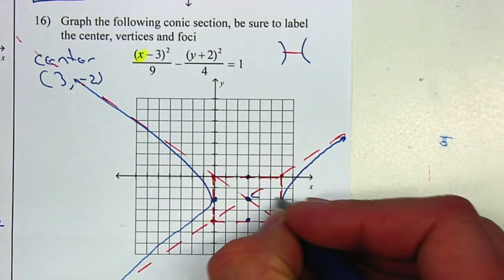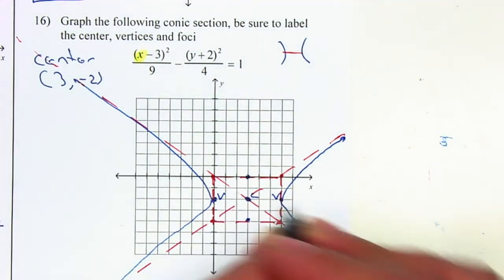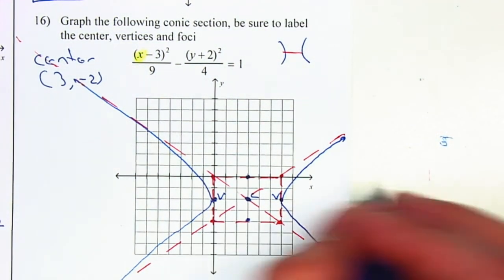So let's go and label it. This is your vertex. This is your vertex. Now I need to be able to find my focus. So we find C.